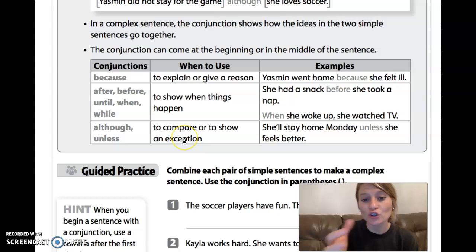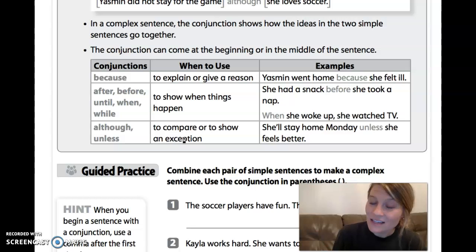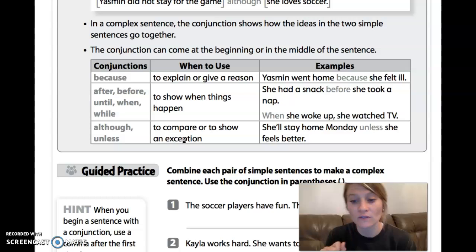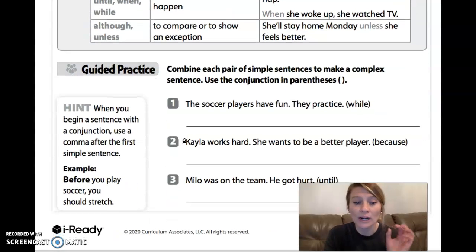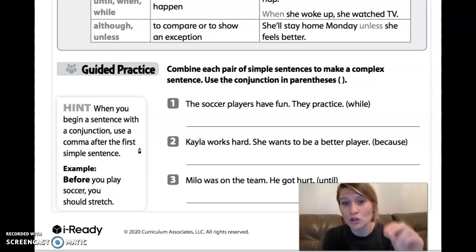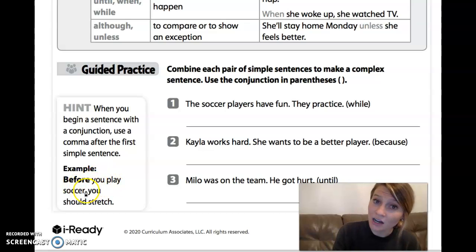And this compares or it shows. She'll stay home Monday unless she feels better. So it gives, hey, she'll stay home unless she feels better. So something important, I love this hint here. When you begin a sentence with a conjunction, use a comma after the first simple sentence. If we use it at the beginning, we need to make sure that we use that comma, so that we know we need to make it fit. For example, before you play soccer, comma, you should stretch.